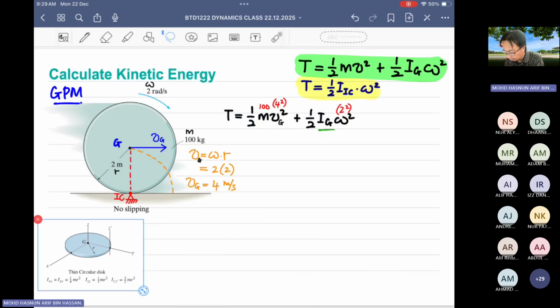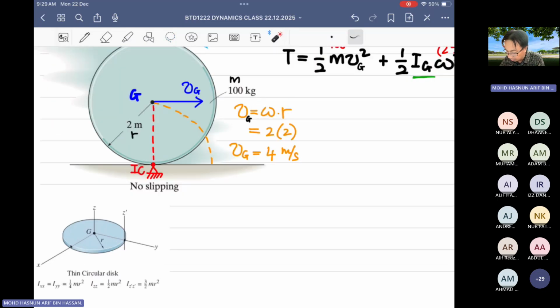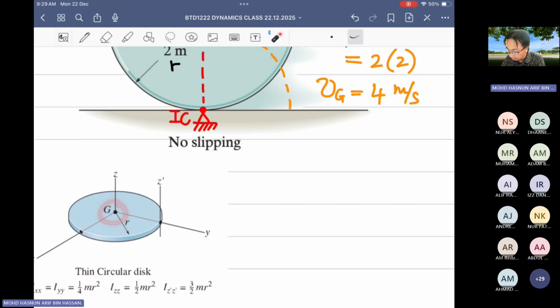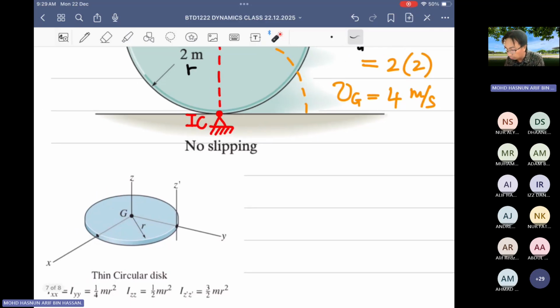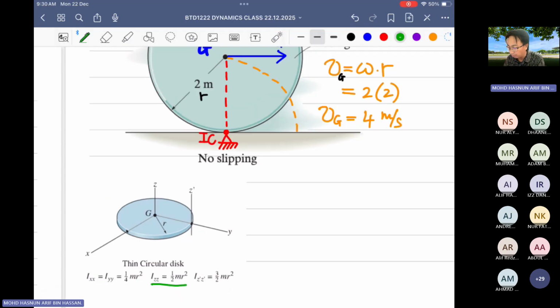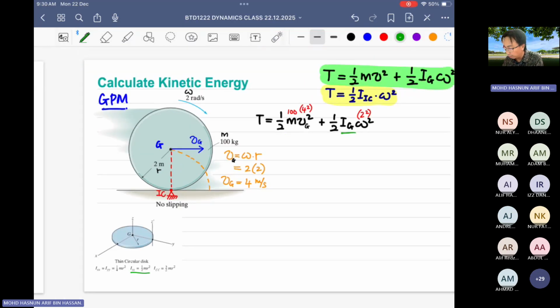Okay, this is a disk. If we refer to this one, point G is here. So this is also a rotation about Z. This is a rotation about Z. So we can then use this formula, 1 over 2 mr square, to find the value of Ig.